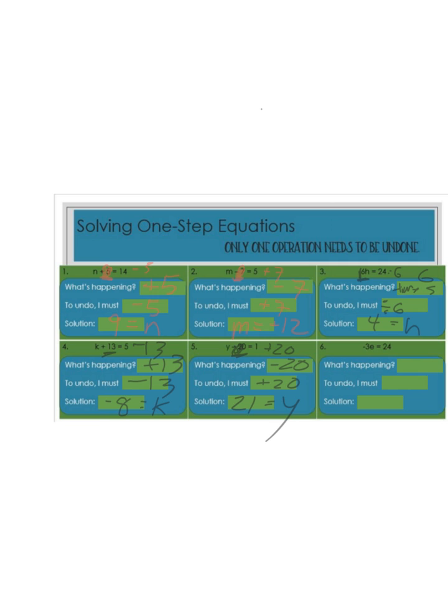What's happening here? Times negative 3. All right, the opposite of multiplying by negative 3 is dividing by negative 3. All right, when we divide by negative 3, we'll be left with 1e equals 24 divided by negative 3. And we'll be left with e is equal to negative 8.